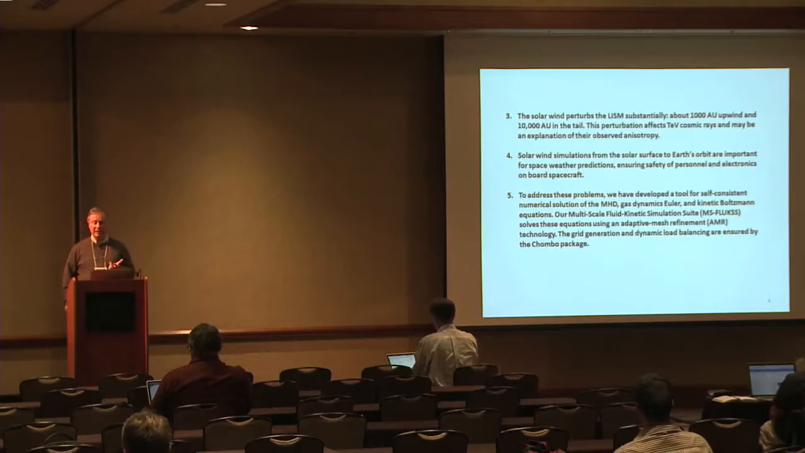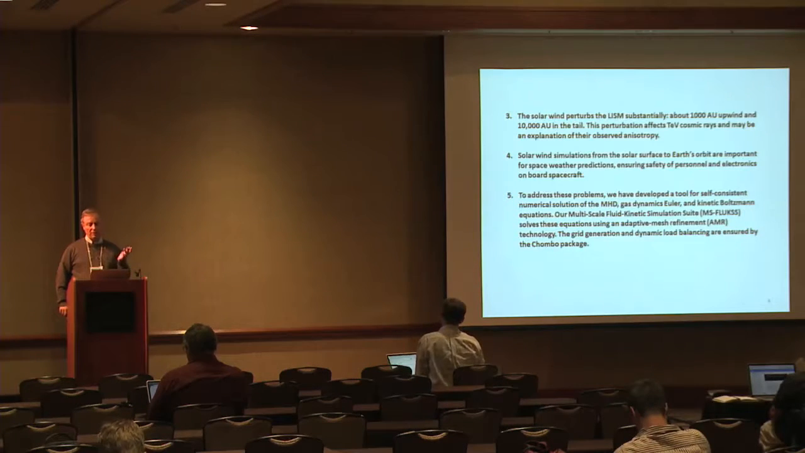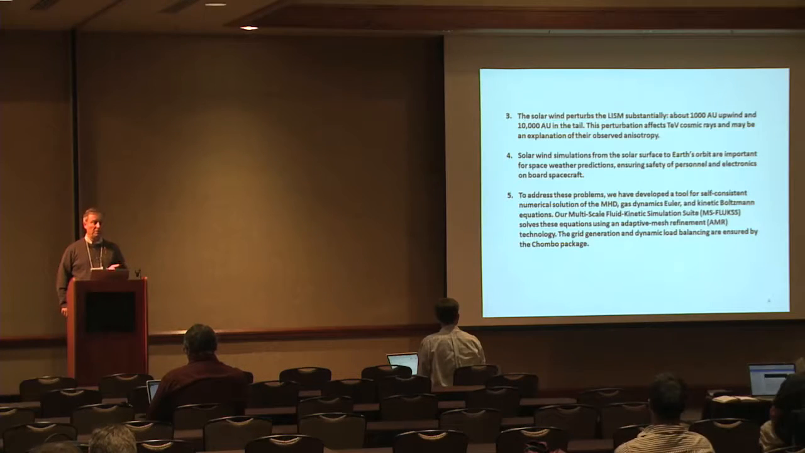The solar wind perturbs the interstellar medium about 1,000 astronomical units ahead in the upwind direction, and maybe 10 or 20,000 astronomical units into the tail. This perturbation of the interstellar medium affects TeV cosmic rays and may be an explanation of the observed anisotropy of TeV cosmic rays. Solar wind simulations provide us with the inner boundary conditions and ideally should be studied from the solar surface, and propagation of the solar wind from the solar surface to Earth orbit is of great importance for modeling space weather phenomena, which ensures safety of personnel and electronics on board of spacecraft.